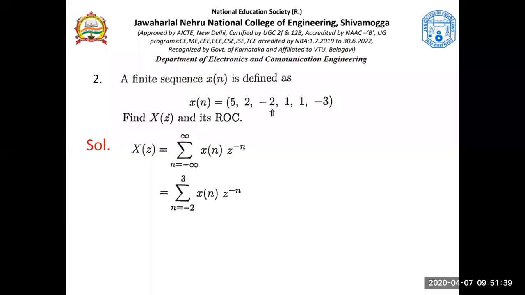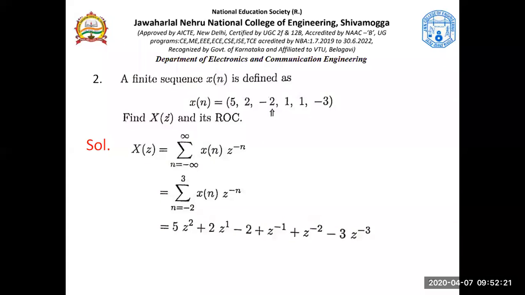See the summation range. Why this summation range? Because this x of n is ranging from minus 2 to plus 3. What is x of minus 2? x of minus 2 is 5. So it's 5 into z to the power of 2, because it's minus of minus 2, it becomes 2. So that is one term, plus the n equal to minus 1 term, plus the n equal to 0 term, plus the n equal to 1 term. Like that, this summation is written.